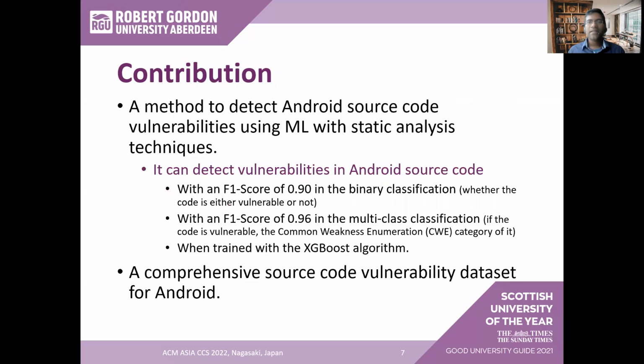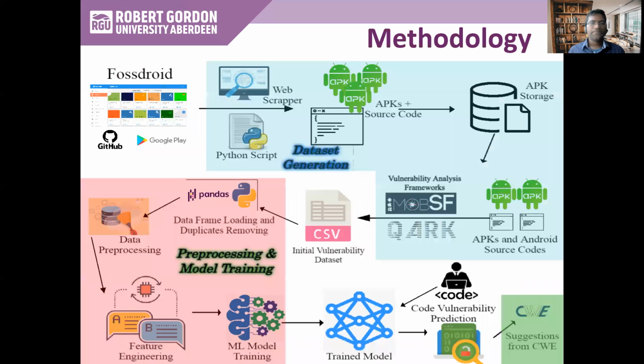We have compared several other machine learning classifiers, including random forest, naive Bayes, logistic regression, and gradient boosting. Out of those, XGBoost performed very well. And we are proposing a comprehensive source code vulnerability dataset for Android for further experiments.